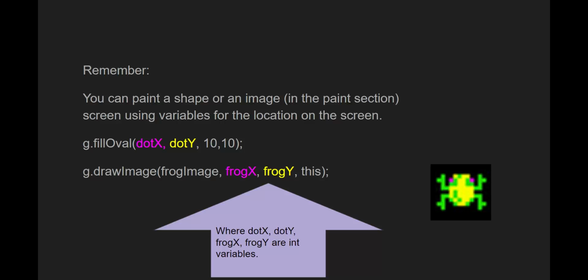Remember, you can paint a shape or an image on your screen in Java applets in the paint section using variables. In this case, if you look at these two lines of code, I've given you an example of an oval and an image. With the image, you can place the image on your screen using integer variables. Frog x and frog y are integer variables, and I can set them in the init method and change them through the program, and it'll move my frog around based on the content of those two integers.